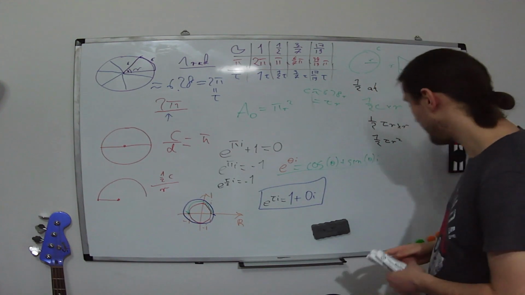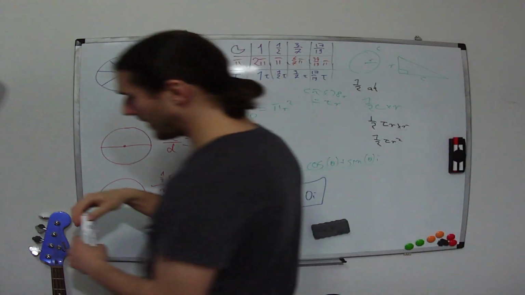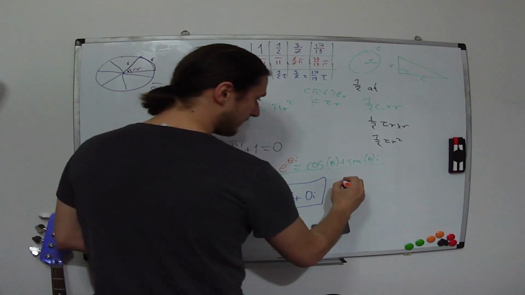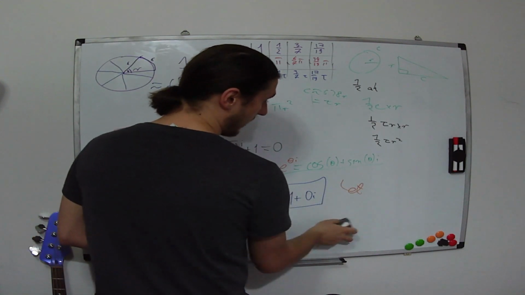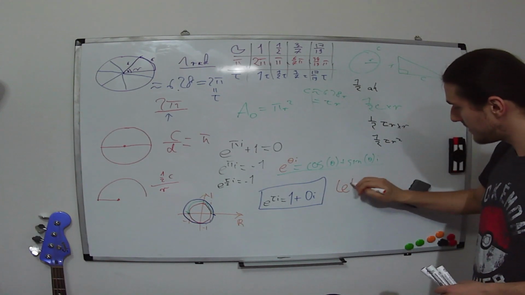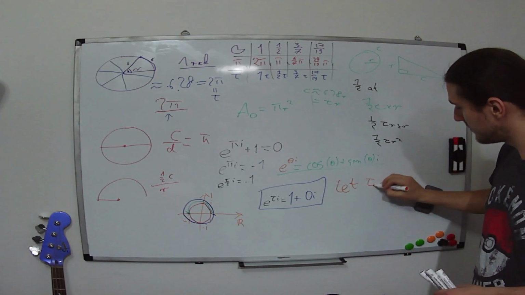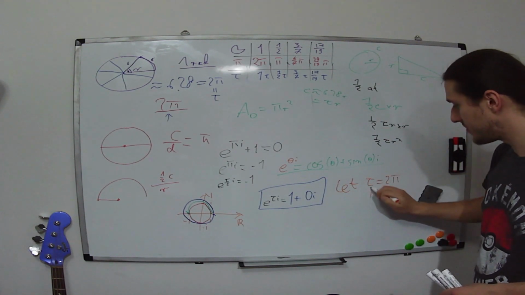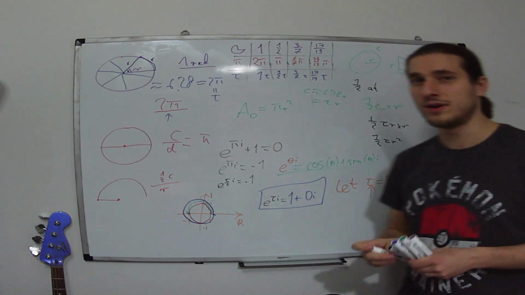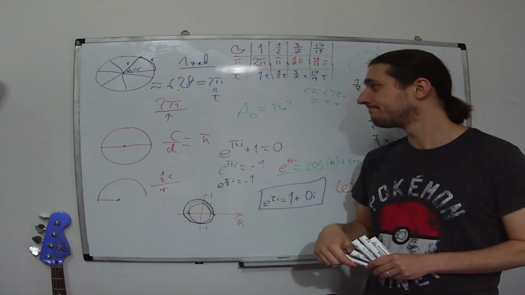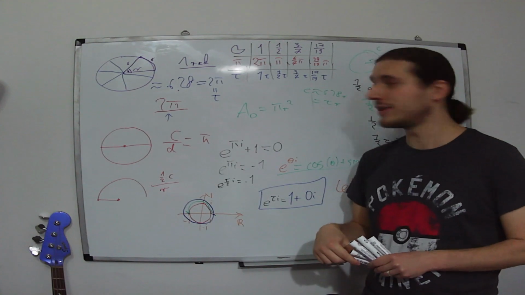So next time I have an exam, the first thing I'm going to do is to write, I can't write in this direction, let tau equal 2 pi, and then proceed to carry on with tau like a normal person. Right? That's it. That's my rant over.